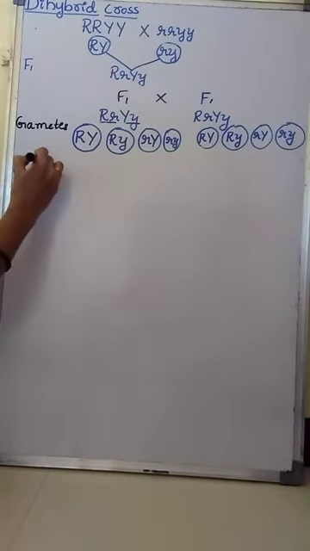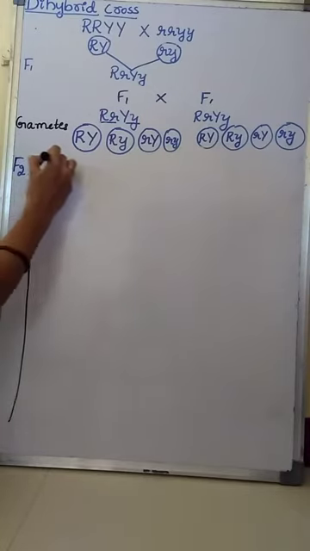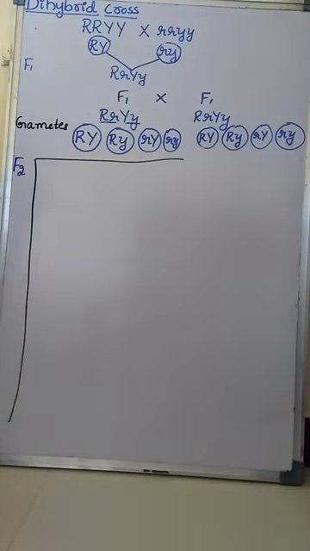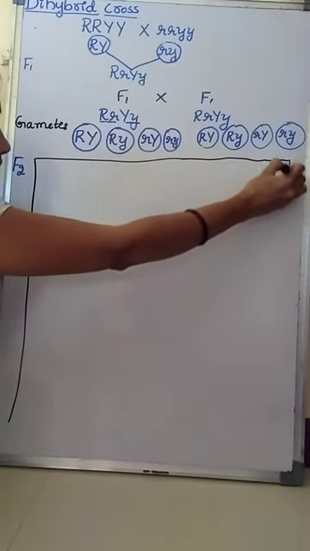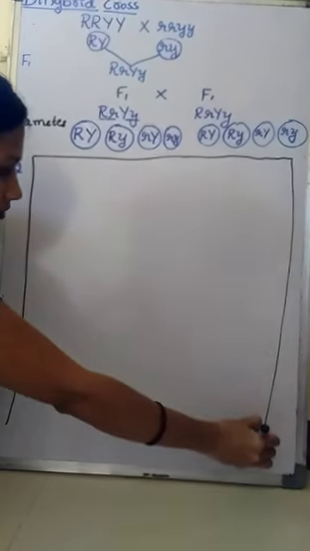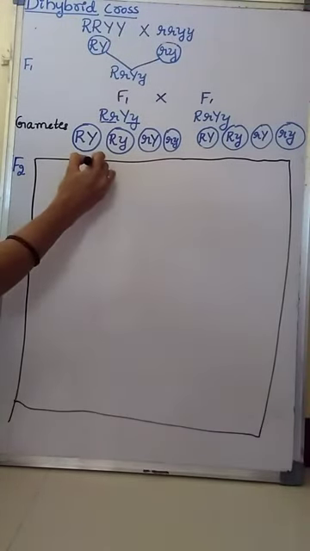Checkerboard is also called a Punnett square.